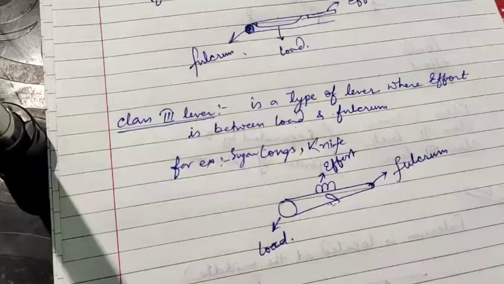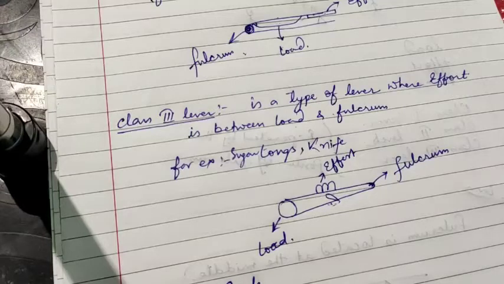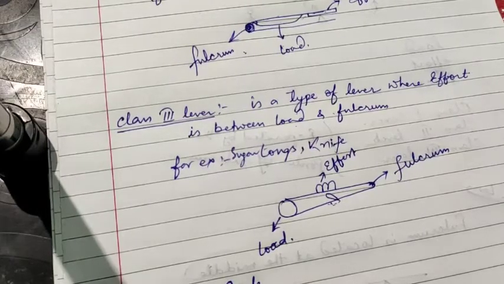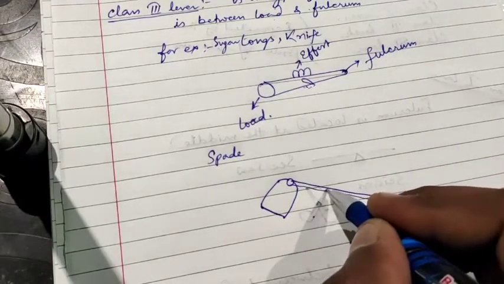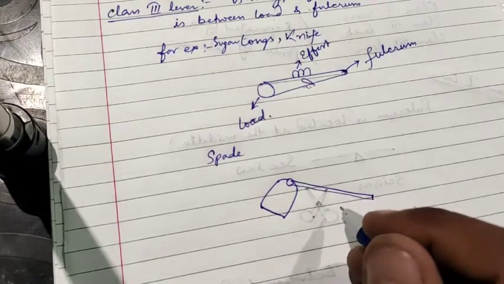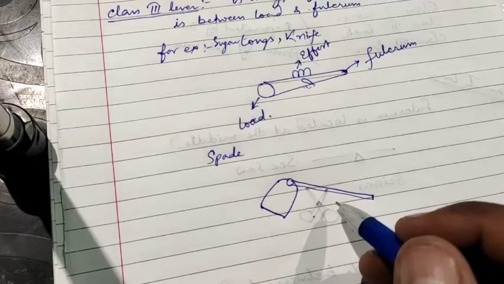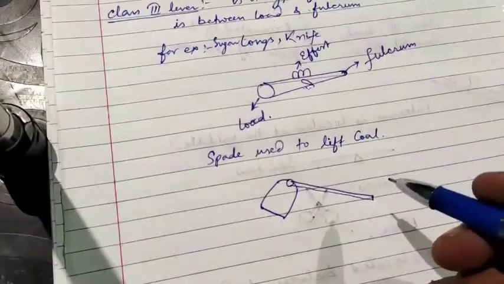A knife also is a class 3 lever. Then after that, a spade, which is used to lift coal. A spade is simply what we call kudari or phawda. The spade is like this. Here we are holding it, that is the effort, here the load is working, and here the fulcrum is there. These are the types of third class or class 3 lever. A spade used to lift coal. These are examples of class 3 lever.